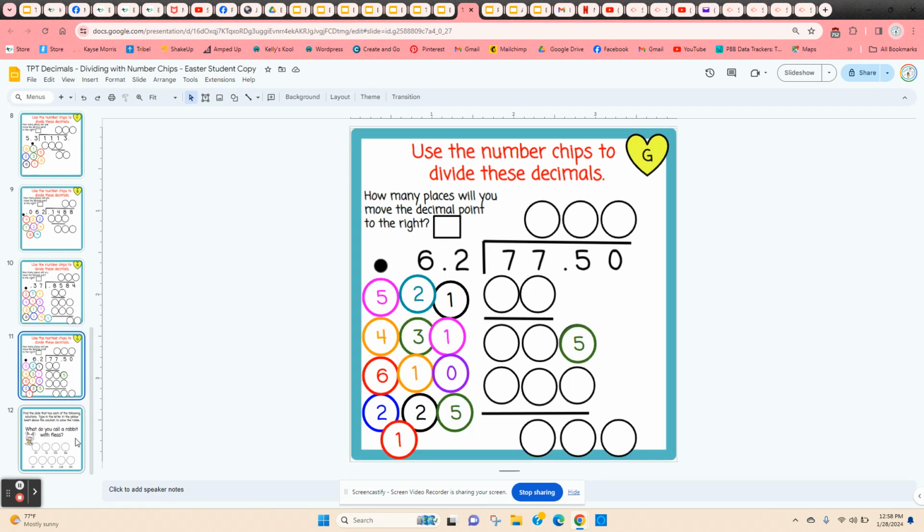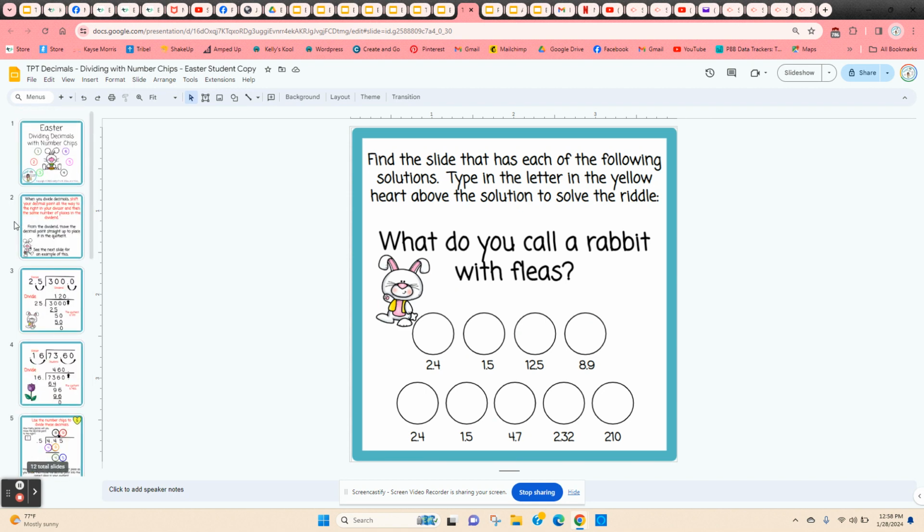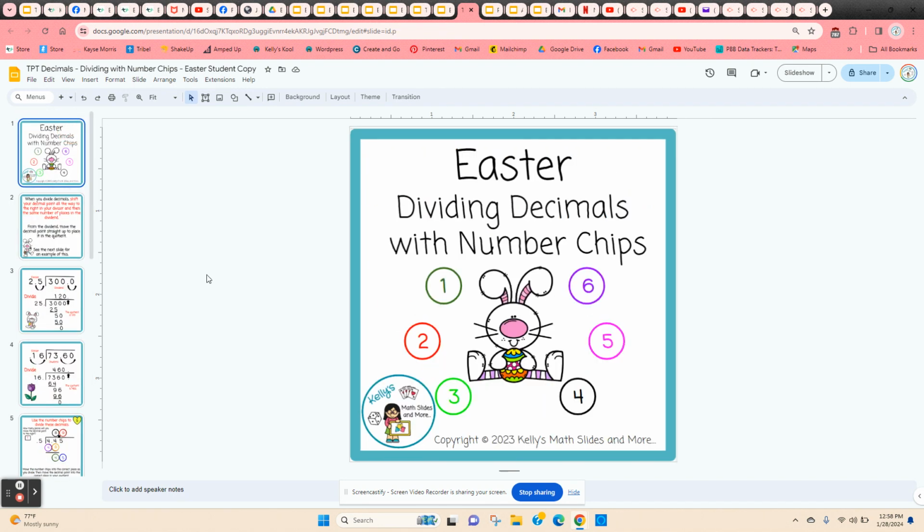And then when they get down to the final slide, they're going to solve the riddle, what do you call a rabbit with fleas? And to solve this, they're going to find the answer on one of the previous slides. So these are all of the answers they should have gotten on the previous slides. They're just going to scroll back through until they find that answer. And then they're going to type in that letter, the letter that was in the yellow heart. And if they do it correctly, it should solve the riddle. So that is the Easter version of dividing decimals with number chips.